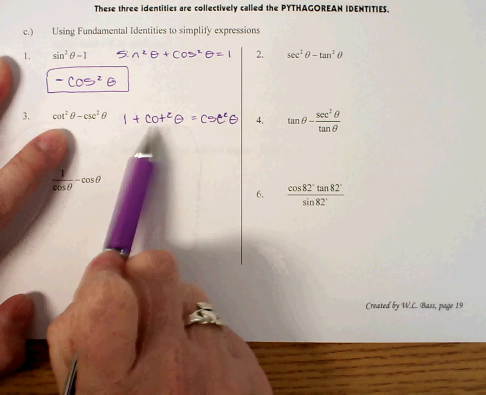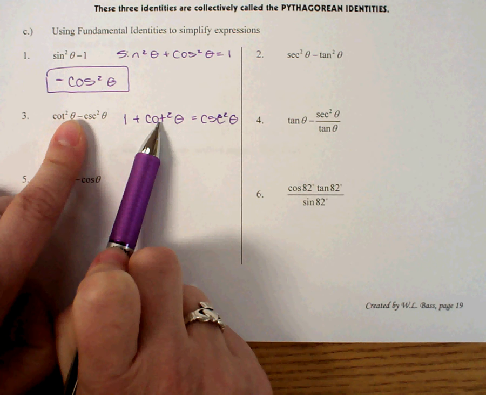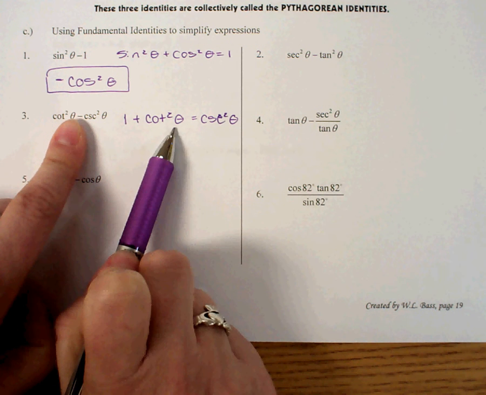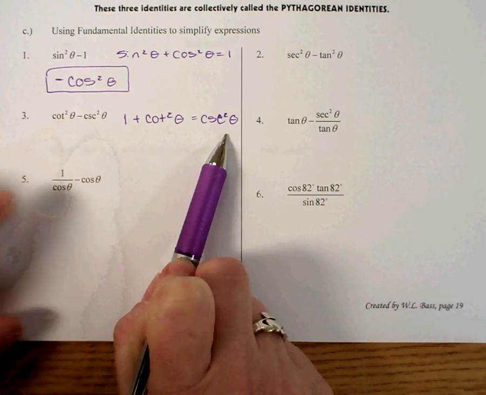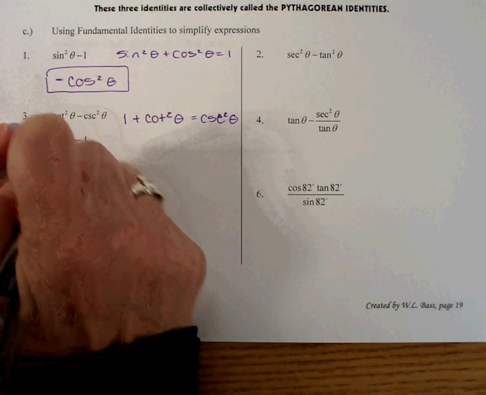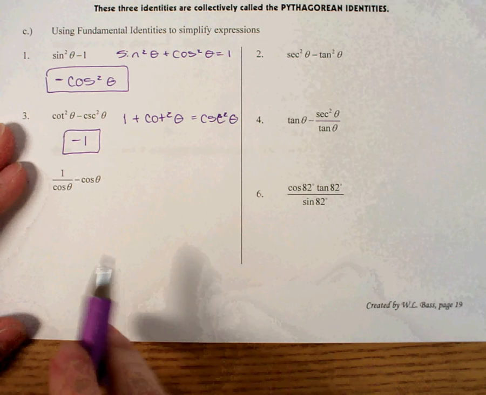So if we rearrange this so one side of it looks the same, I would have cotangent squared minus cosecant squared, so I would move the cosecant squared over, which means I would need to move the 1 to the other side. You'll notice that I am just doing these mentally, and that's what you would want to do as well.